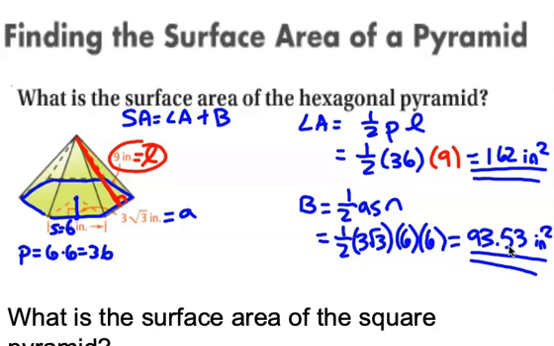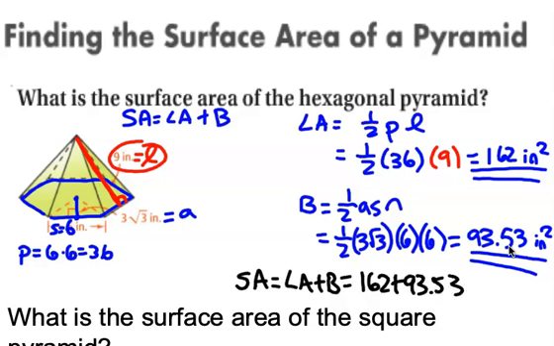Okay, so our surface area is LA plus B, which is 162 plus 93.53. Did they tell us how to round? No, they didn't. So we're just going to go nearest tenth. This is about 255.5 square inches. Let me fix my board real quick. I'm going to hit pause.